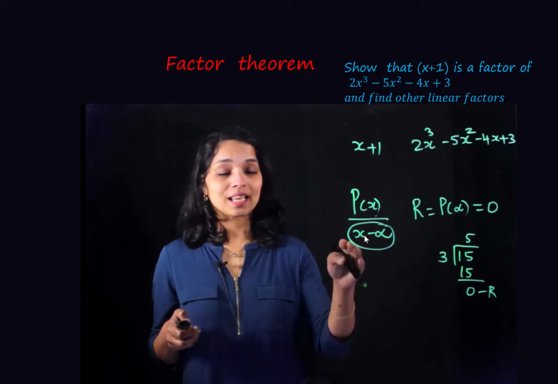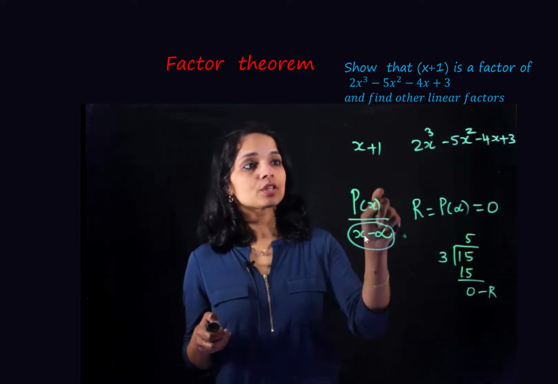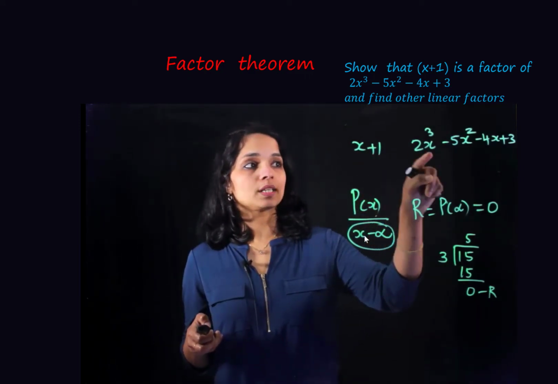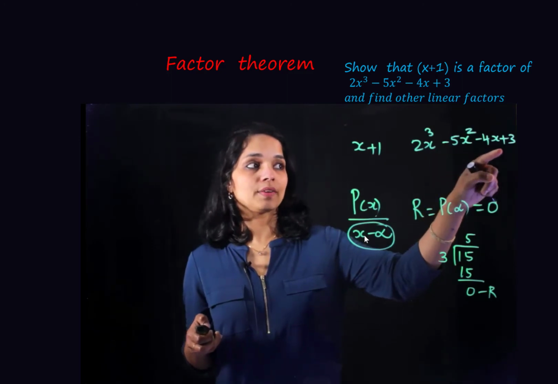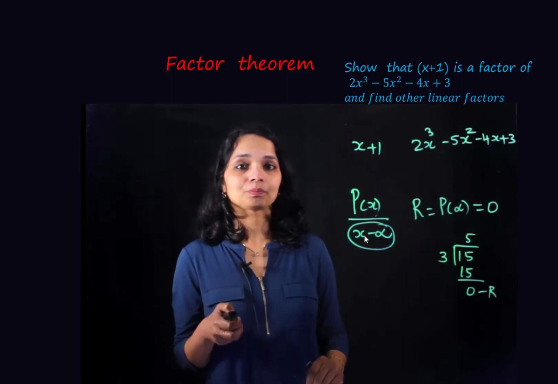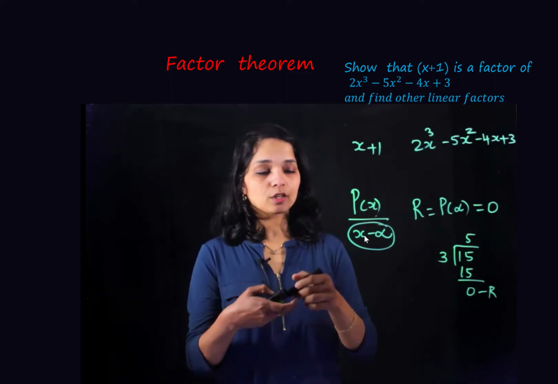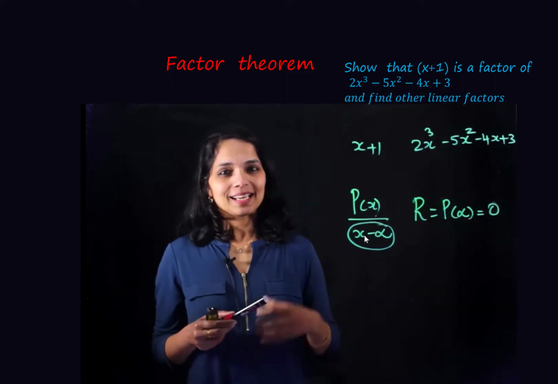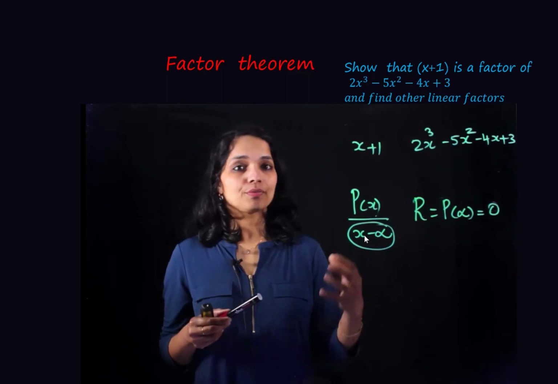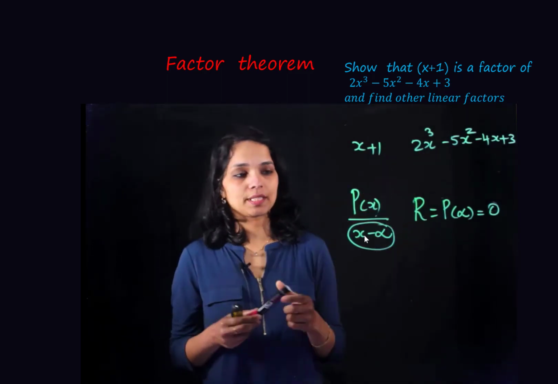For a polynomial p of x, if p of alpha, or the remainder, is 0, then x minus alpha is a factor. Okay, this simple statement, the factor theorem, can be used to see if x plus 1 is a factor of 2x cubed minus 5x squared minus 4x plus 3. Let's learn about a more general statement of the factor theorem before we solve this particular problem.